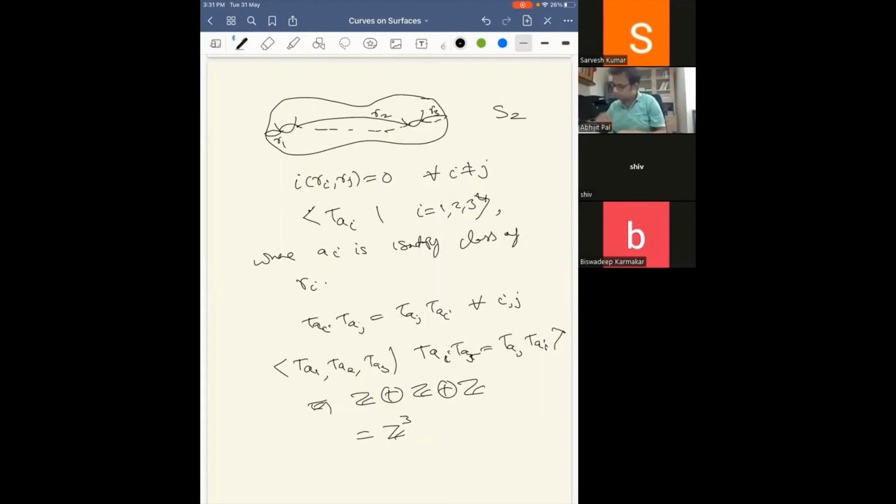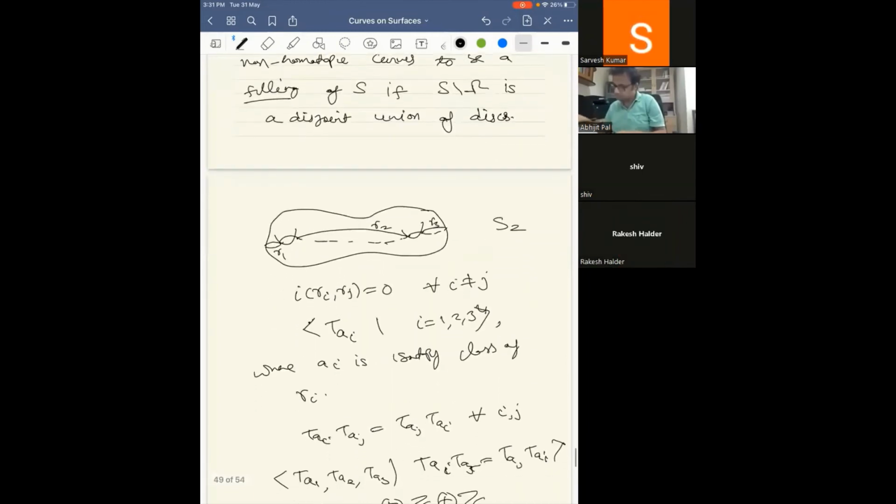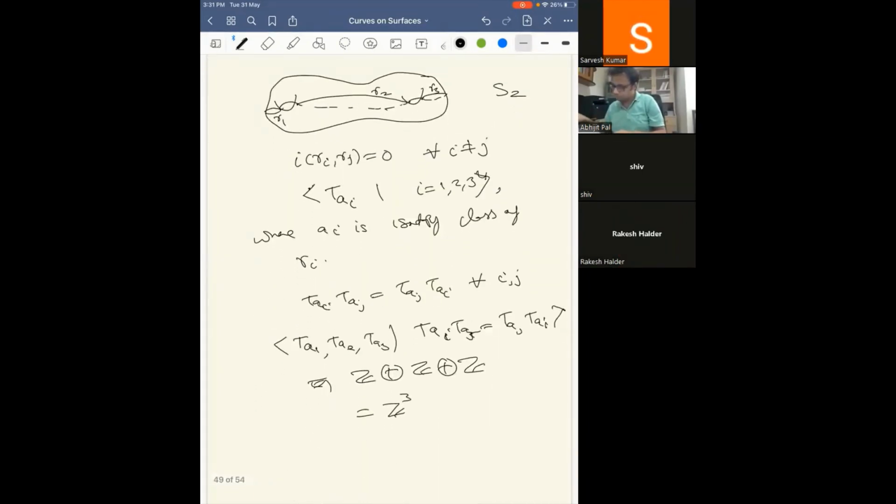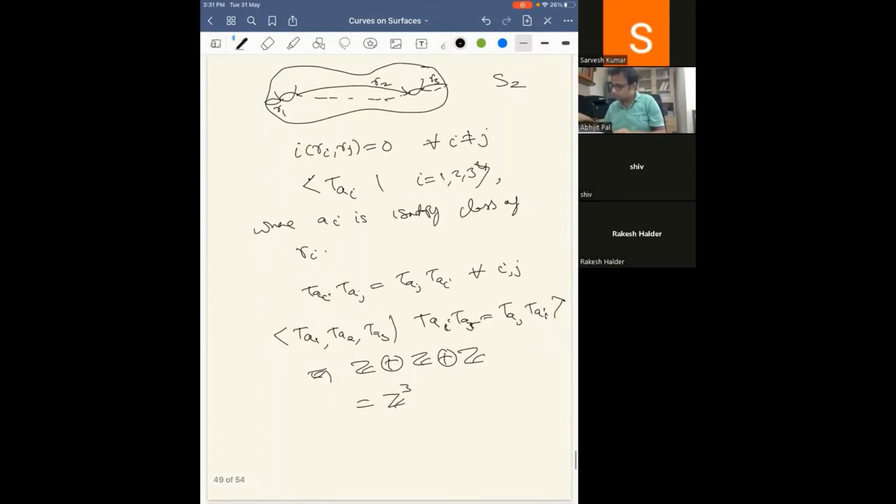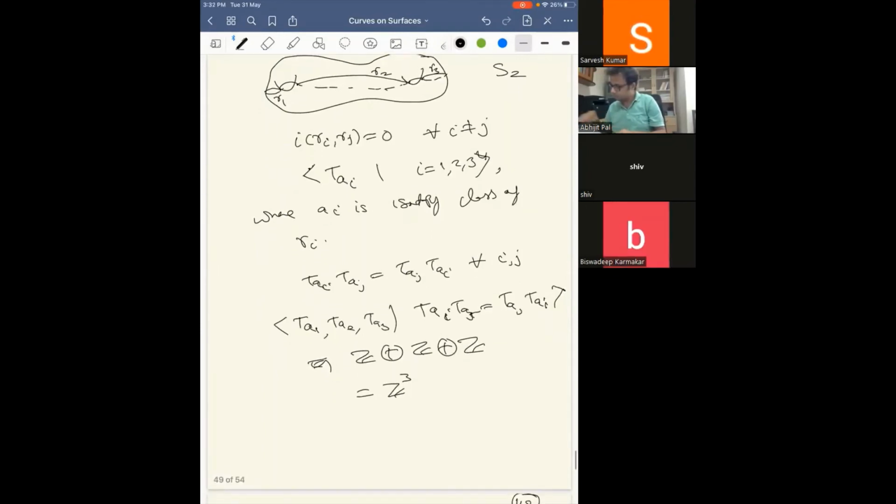So how do we say that there aren't any other relations? Oh, sorry, there are no other relations. That requires proof. Because if your curves are disjoint, then they commute. So do you require anything else then?